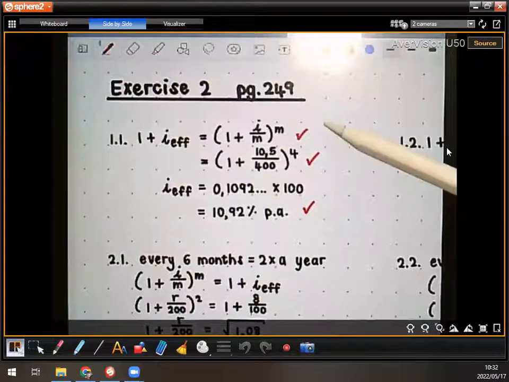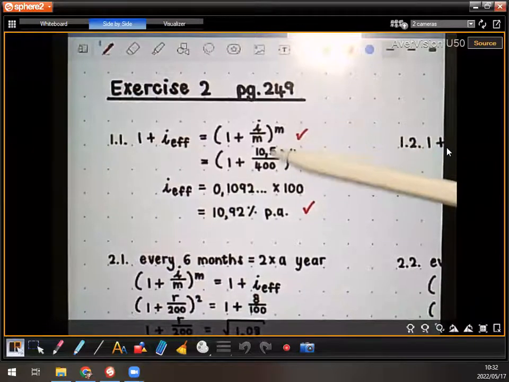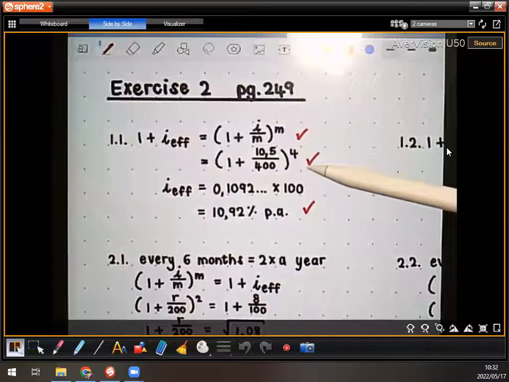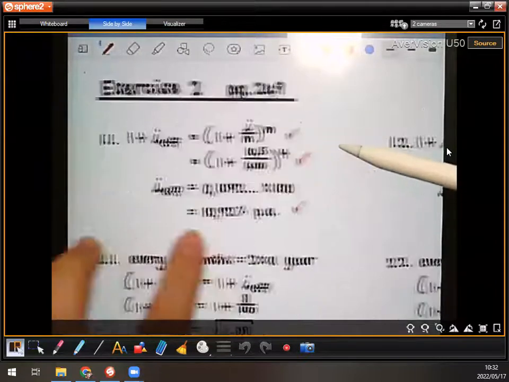Just a reminder, guys, remember they said that it was compound quarterly, so it's over 400 and then to the power of 4. Okay, remember in this formula, it's always the number of calculations in 1 year. Okay, so just 4 there in 1 year.